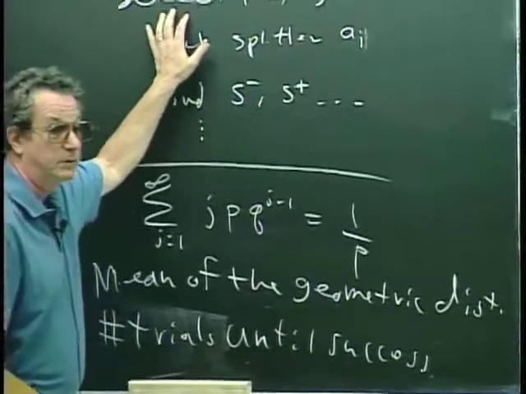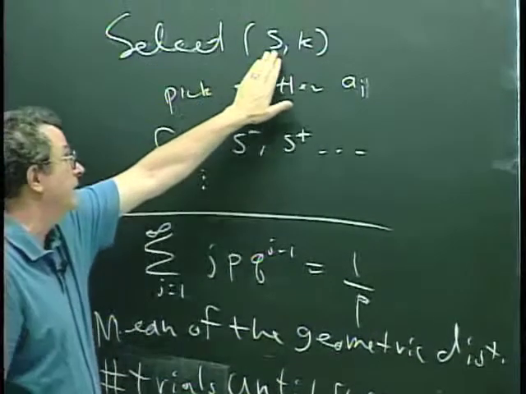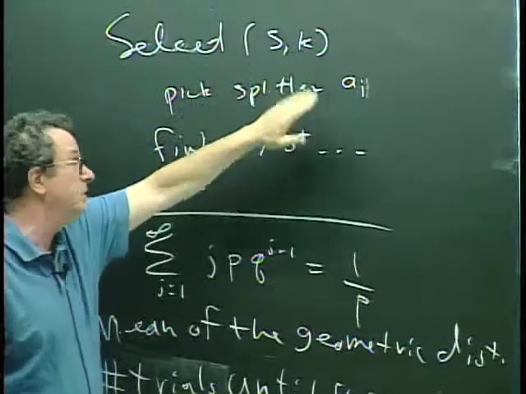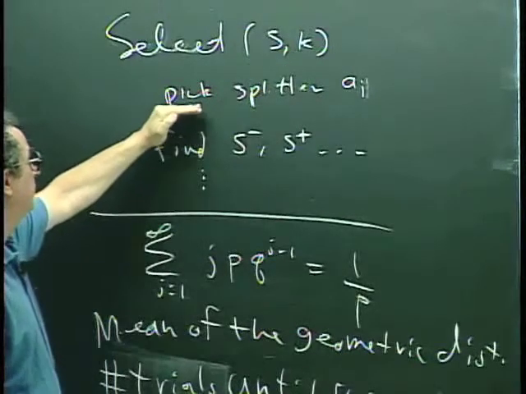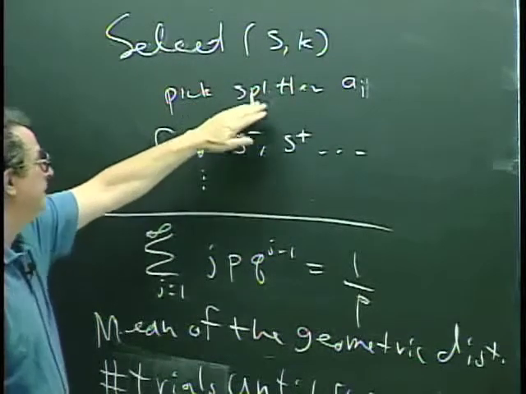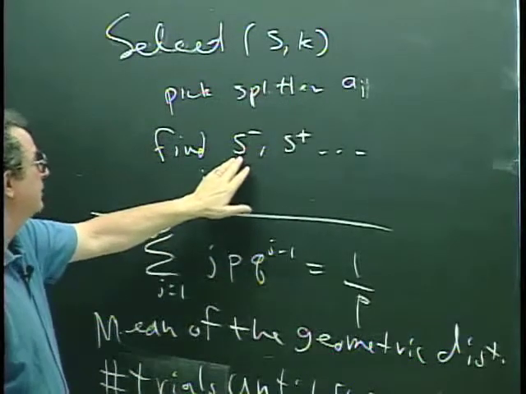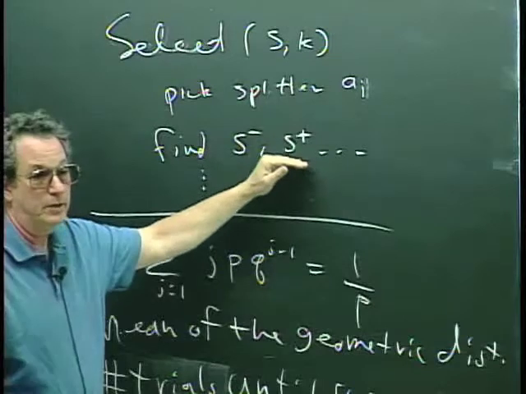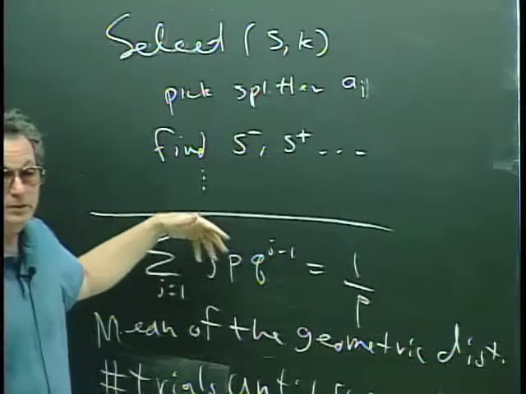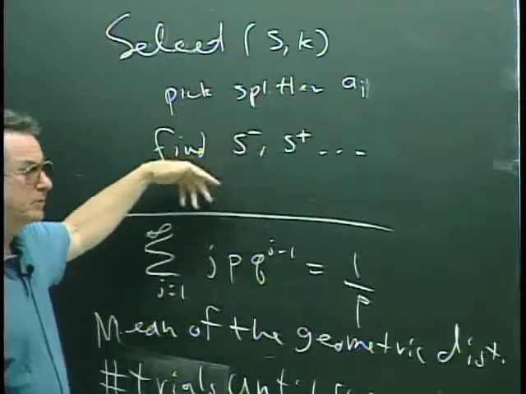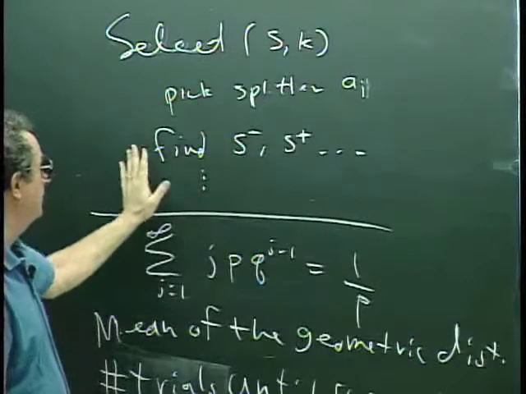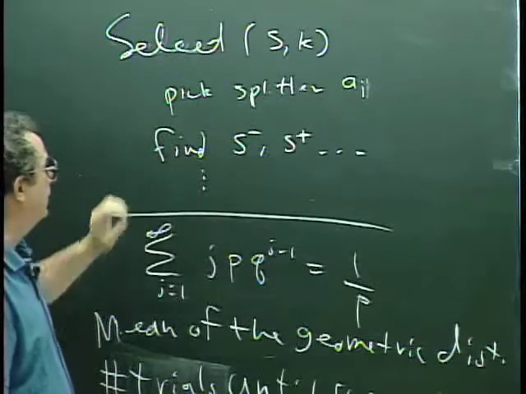So let me just quickly remind you, we're talking about the select algorithm, where you have a set S and you're looking for the kth smallest element. And the main point about the algorithm is that you pick a splitter, AI, and then you find the elements that are smaller than AI and the elements that are larger than AI, and then you do some comparisons. And we put this up on the board, I put this up twice already, so I'm not going to put it up again. Hopefully everybody has it.